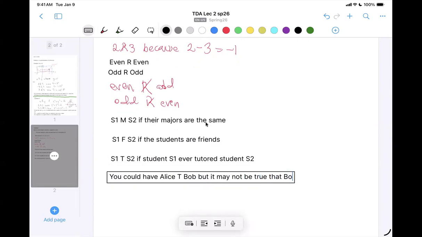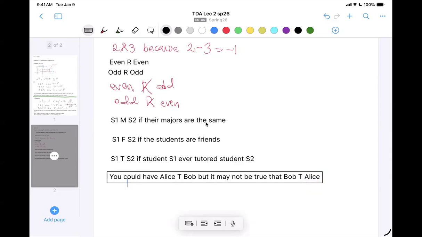Oh my God, I wrote it as B. Bob T Alice, right? Does that make sense? So you would say that the third relation is not necessarily symmetric. Now I'm starting to throw in some terminology. So the third relation may not be symmetric.